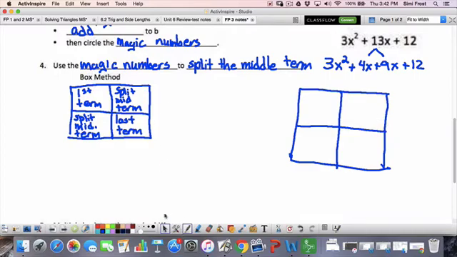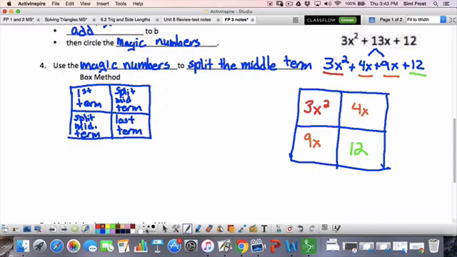Okay, so first and last. I'm going to put my 3x squared right here in this first box. Last, I'm going to put my 12 in this box, and then my split middle term. I have 4x and I have 9x. It doesn't matter which one you put in which box. 4x could go here or it could go here, it doesn't matter. So 4x and 9x. Hopefully the color coding makes you see where each thing's coming from.